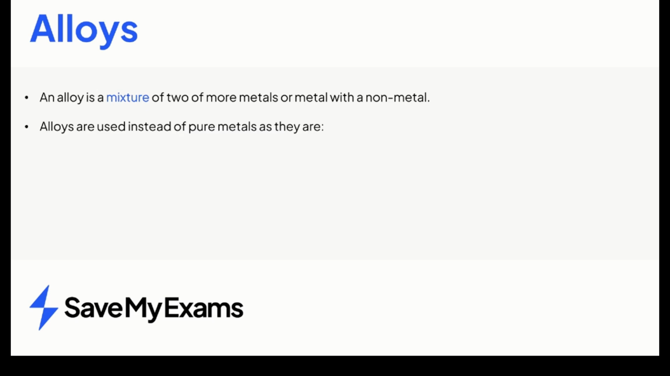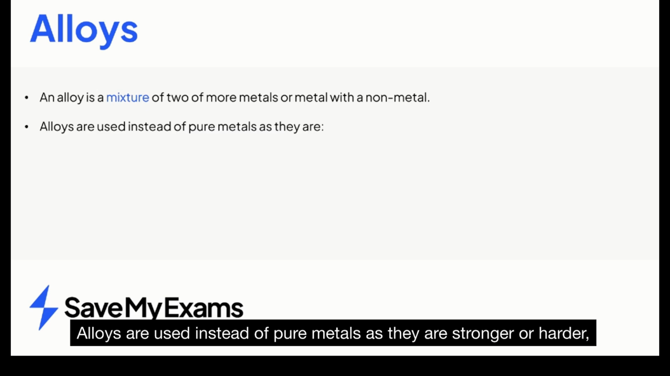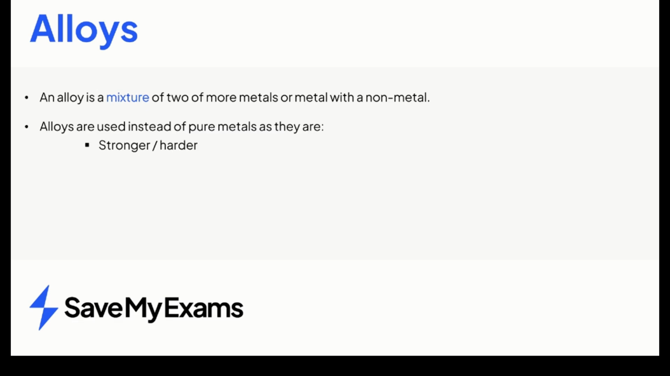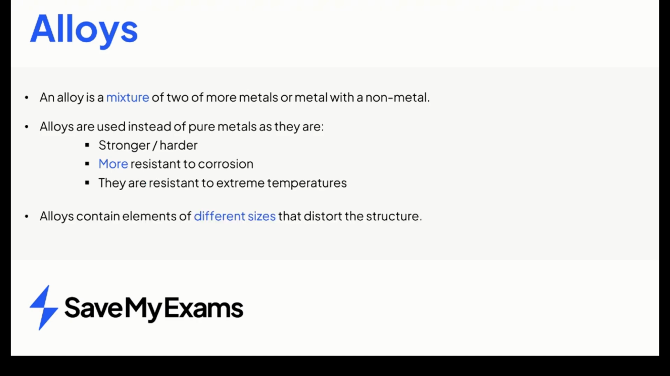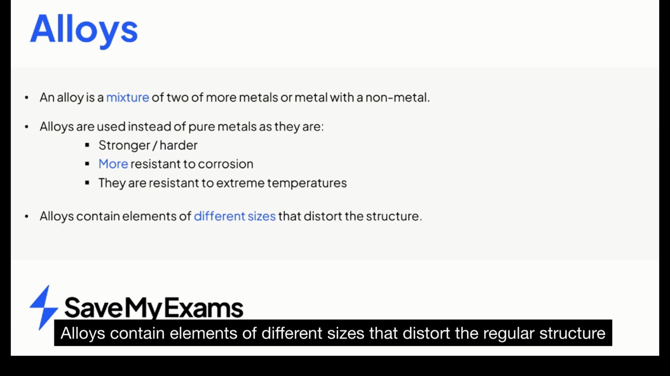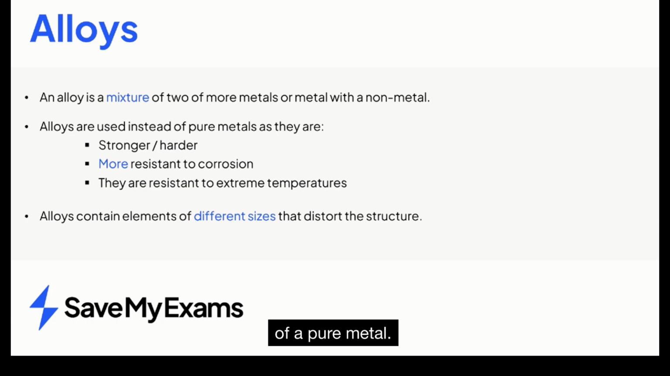In summary, you need to know that an alloy is a mixture of 2 or more metals, or a metal with a non-metal. Alloys are used instead of pure metals as they are stronger or harder, more resistant to corrosion, and to extreme temperatures. Alloys contain elements of different sizes that distort the regular structure of a pure metal.